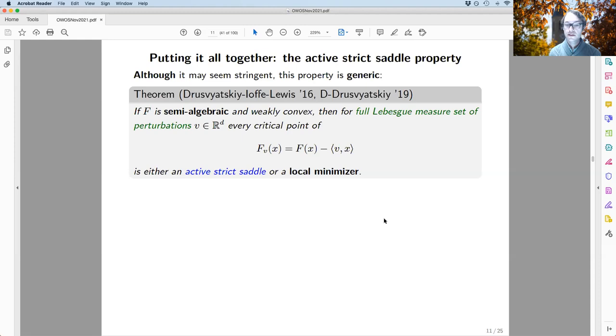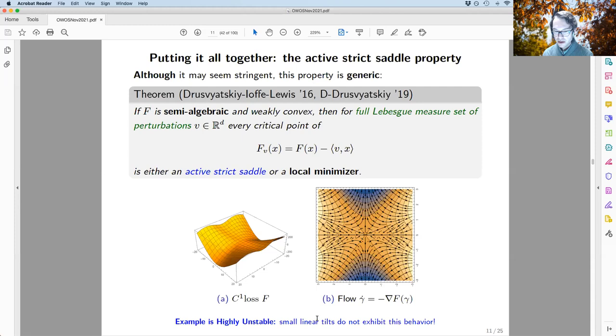And so what this tells us is that the example that we started off with, the C1 smooth function, is highly unstable. Small linear tilts of this function, if I tilt it in any way, will not have this behavior. You won't be able to converge to this origin unless it's a local minimizer of the tilt. Okay. And so this is, of course, not saying anything about structured perturbations. This is just for arbitrary perturbations of the function. But it offers a model for how prevalent this could possibly be.